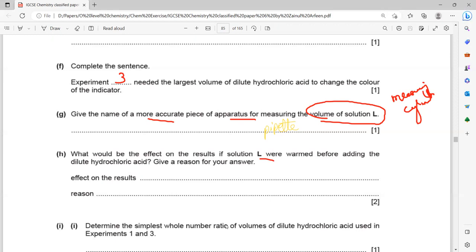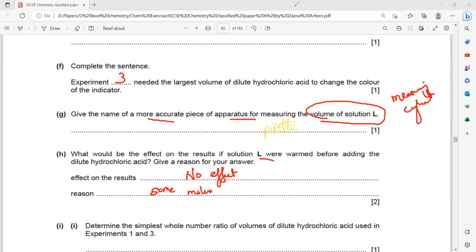or the speed of a reaction, so we are not using a stopwatch or anything. That's why, for the effect on the result, we are just measuring the volume. So on measurement of the volume, no effect. And why is there no effect? Because the same moles are used.